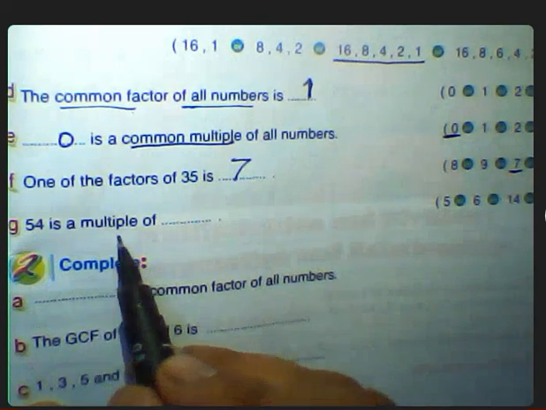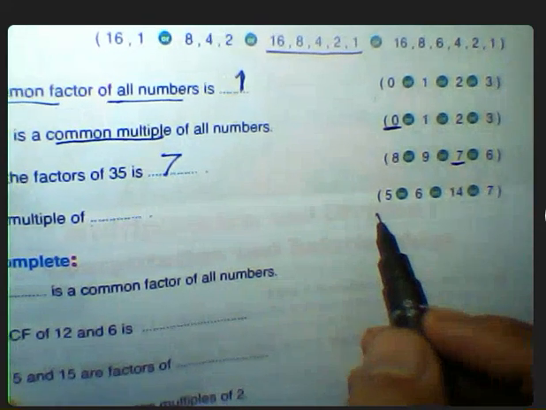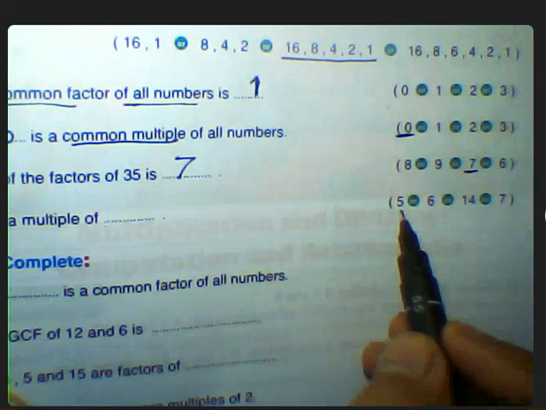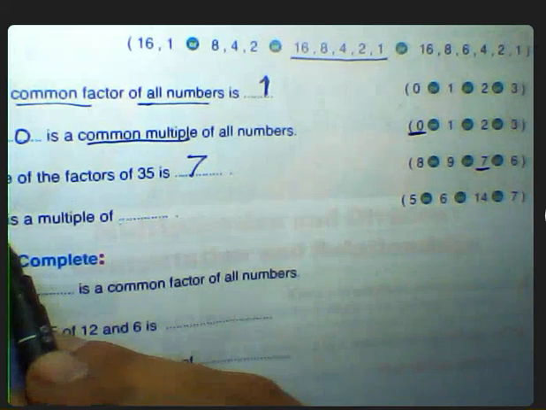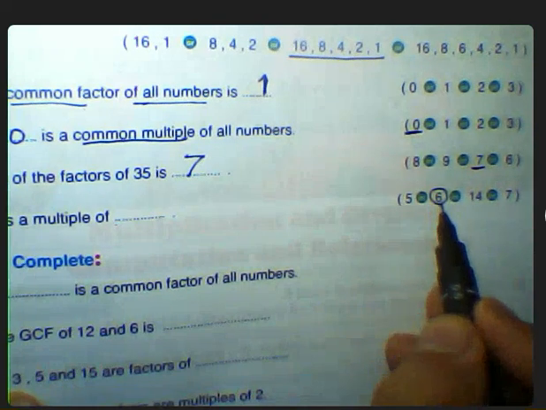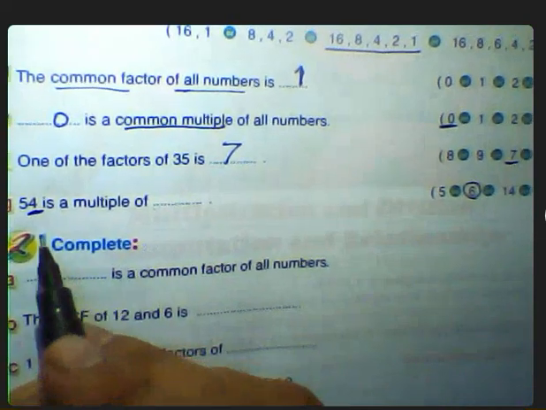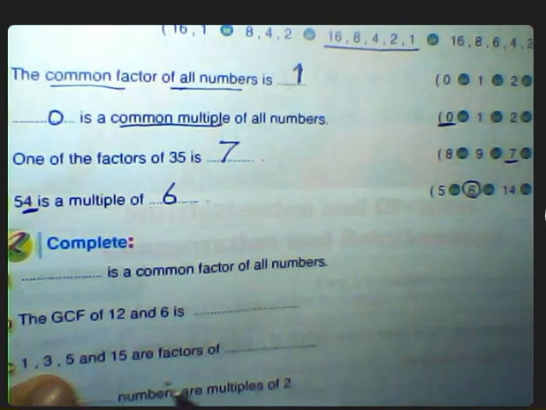54 is a multiple of what? 54 can be divided by what here? We know 54 can't be divided by 5, but 54 can be divided by 6. 6 times 9 equals 54. Okay, so 54 is a multiple of 6 because 6 times 9 equals 54.